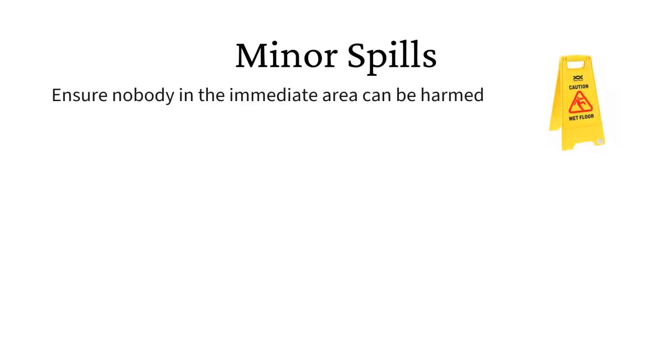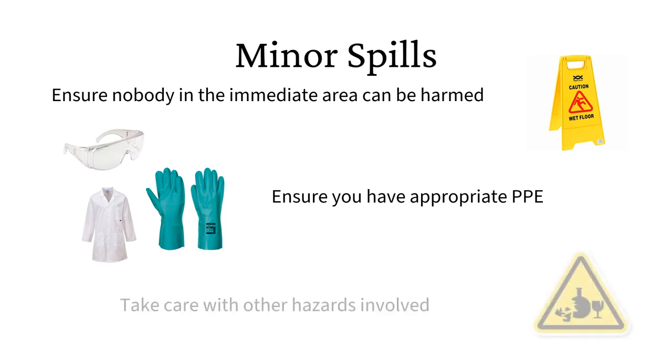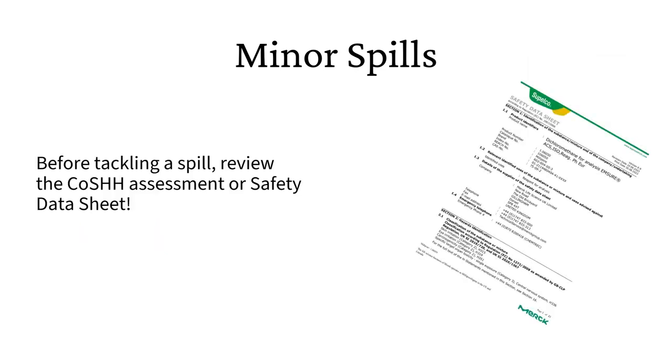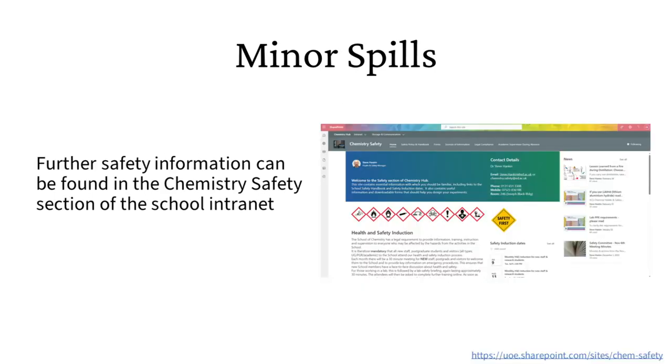Ensure nobody in the immediate area can be harmed from the spill. Ensure you have appropriate PPE, including a lab coat, appropriate gloves, and appropriate eye protection. Take care with any broken glass or other hazards involved with the spill. Check what cleanup procedure is needed by looking at the relevant COSH assessments and/or safety datasheet. The school has a general spill procedure which will now be outlined, but you should always seek and follow advice if unsure what to do or the circumstances change.